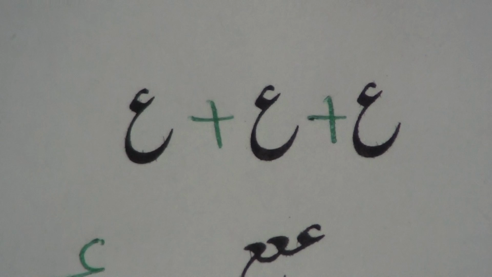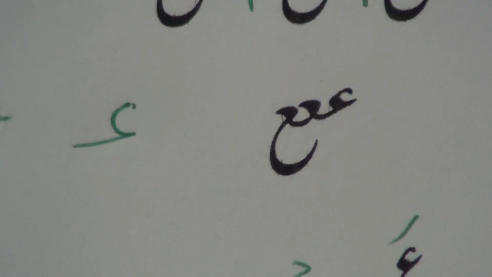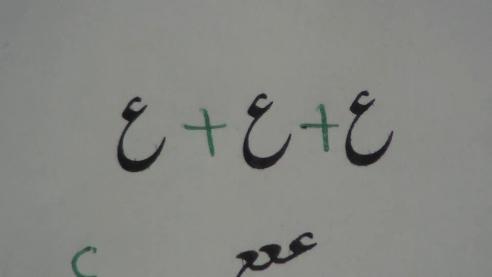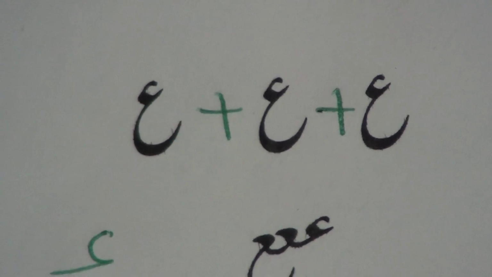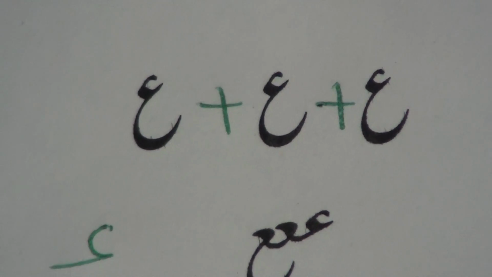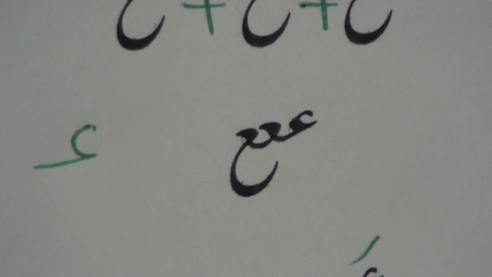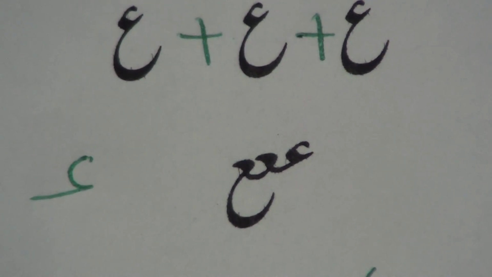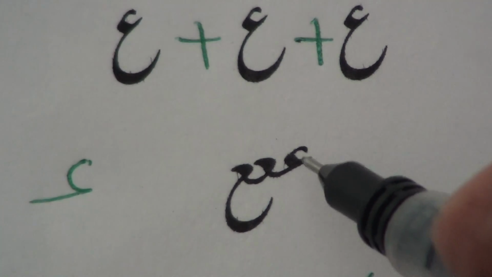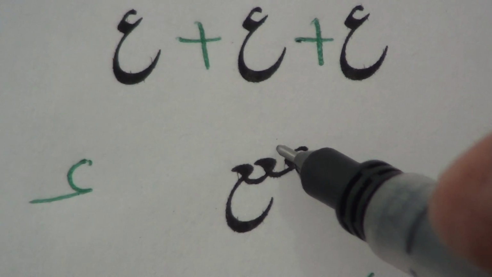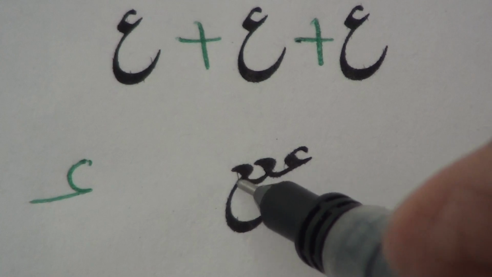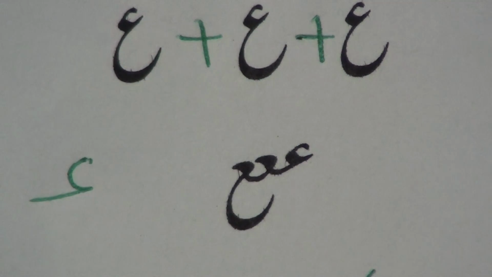If we write Ain plus Ain plus Ain, how do we write? We write this way. This is Ain at the beginning of a word, this is Ain at the middle of a word, and this is Ain at the end of a word.